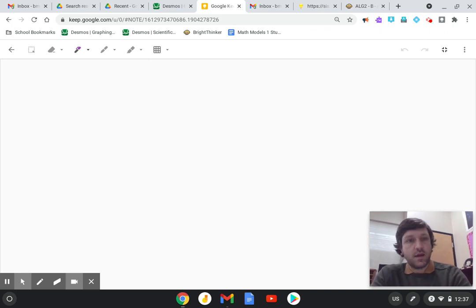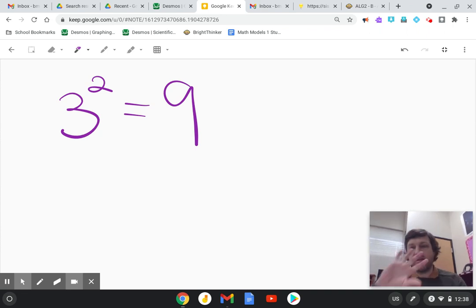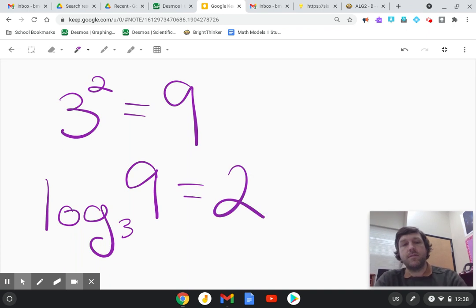Exponential functions might say something like this: 3 squared equals 9. This is an example of an exponential expression. Well, a logarithmic expression turns this around. This says that 3 squared equals 9. If I were to express that as a logarithm, I would express it as the log base 3 of 9 equals 2.